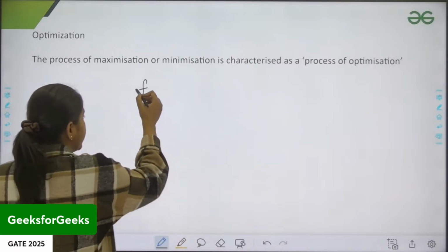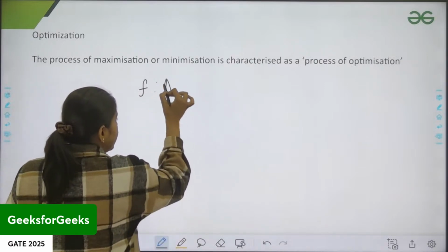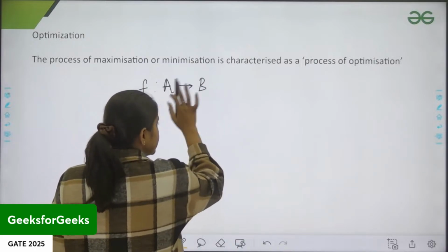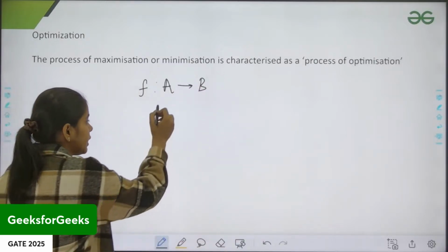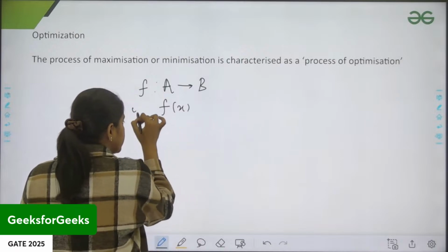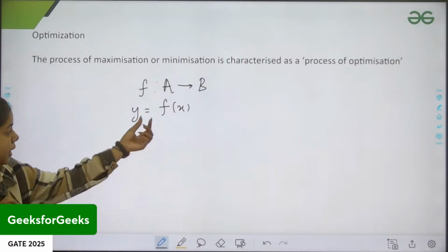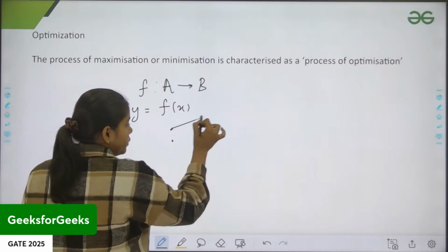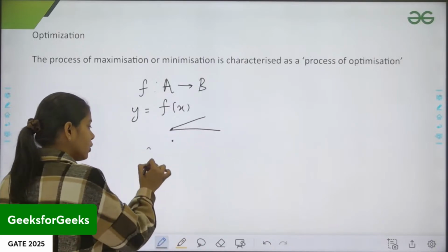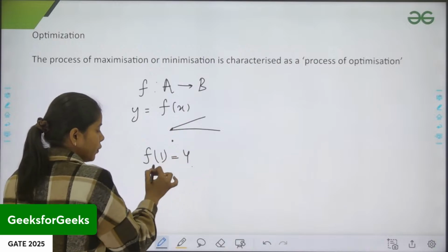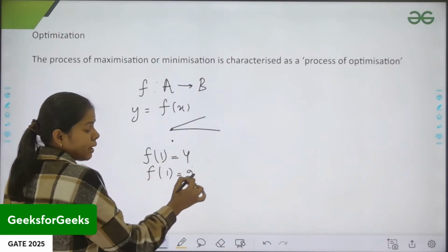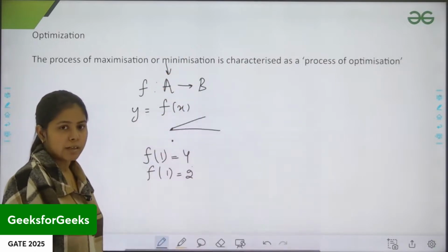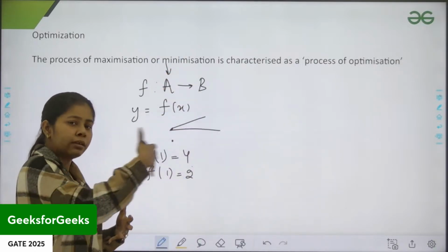If I have to define a function, I'll take a mapping from one set to another, such that y equals f(x), where f does not map a single value to two points. It's not possible that f(1) equals 4 and f(1) equals 2. And this domain, the set A, has to be completely used up, which means all the values of A have images.